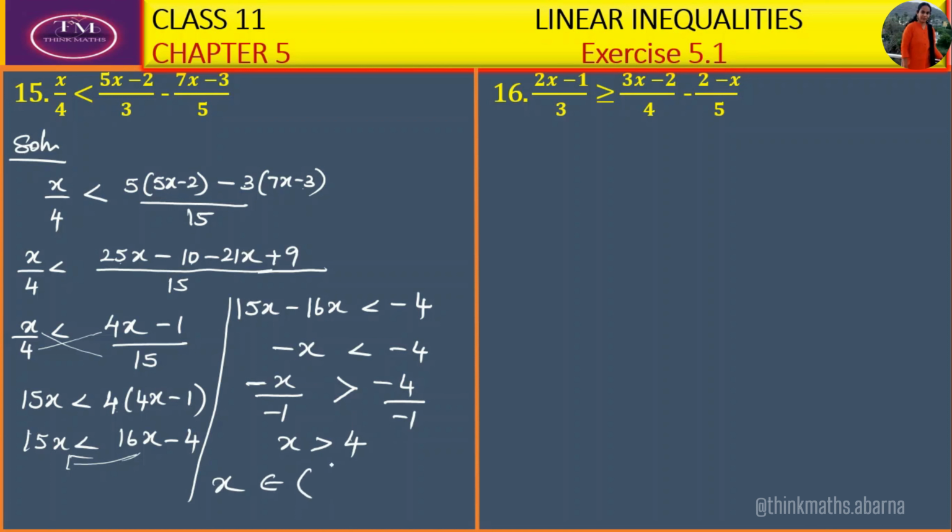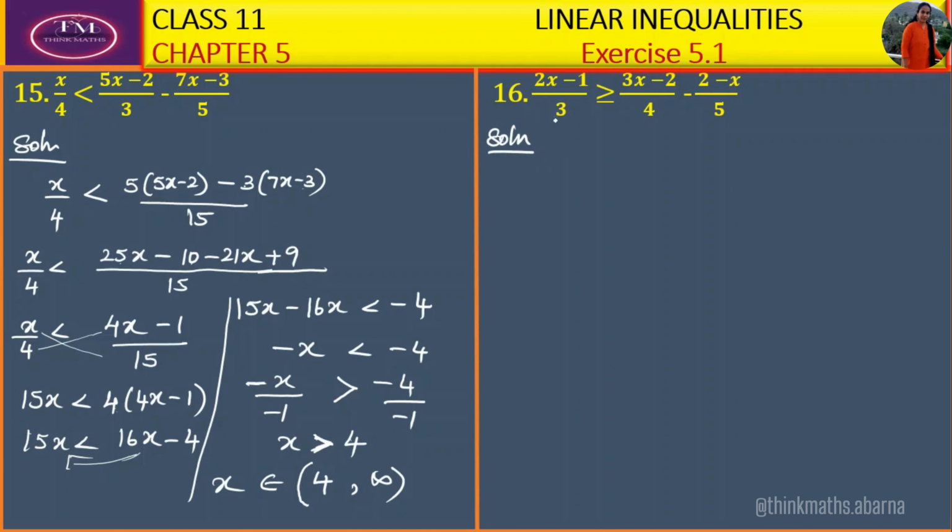So x belongs to, as it is greater than 4, start with 4. We use curly bracket because it is a strict inequality. So x greater than 4 means 4 is not included. So as it is not included, we use curly bracket. So 4 comma infinity. So this is the solution. Okay. Next one, 16th problem.